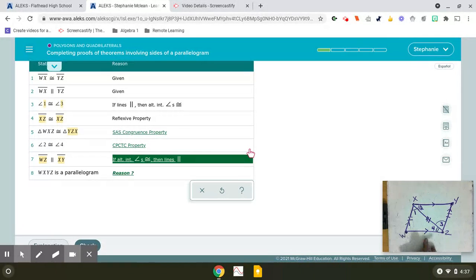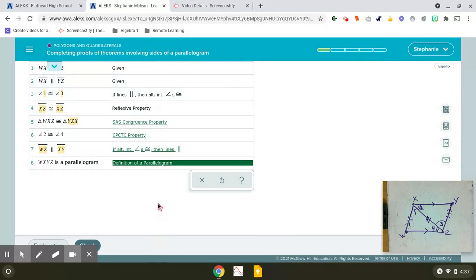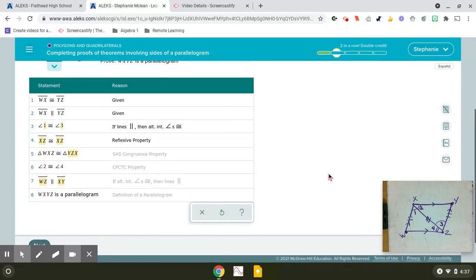Okay, so now we've shown that XY and WZ are parallel. They told us that WX and ZY were parallel. Therefore, by the definition of a parallelogram, WXYZ is a parallelogram. Okay?